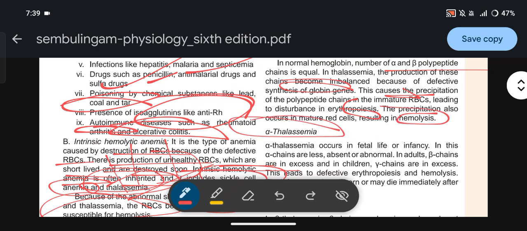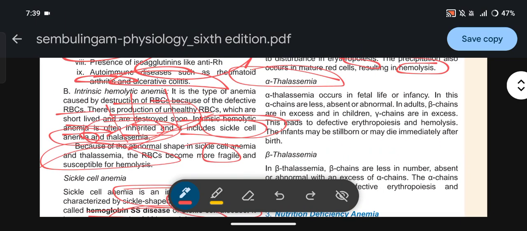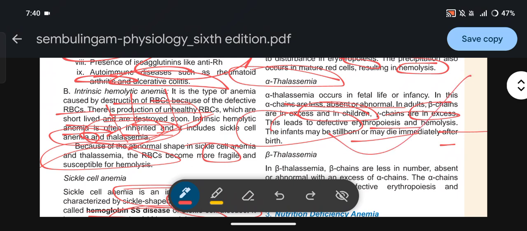Now, first, alpha thalassemia. Alpha thalassemia occurs in fetal life or infancy. In this, the alpha chains are few, absent, or abnormal. In adults, the beta chains are in excess, and in children, the gamma chains are in excess. This leads to defective erythropoiesis and hemolysis. Infants may be stillborn or may die immediately after birth.